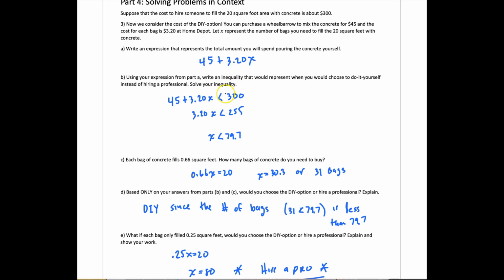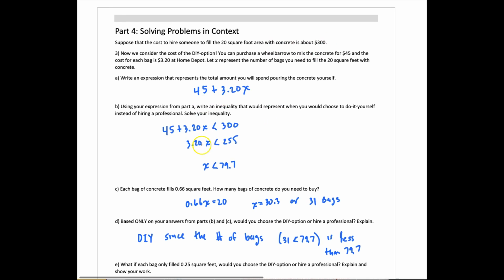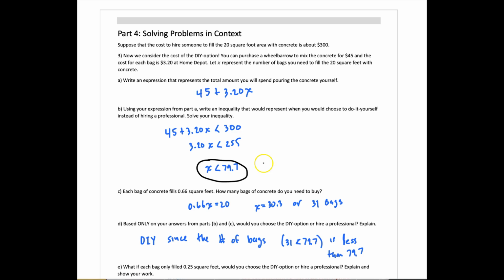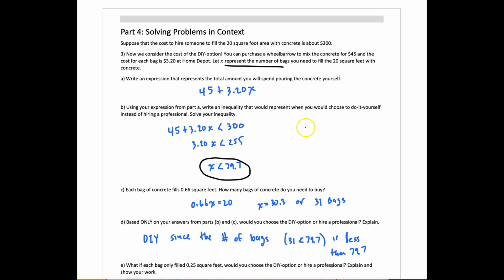And then if you wanted to determine when you choose to do it yourself versus hiring a professional, remember a professional costs $300. So you want to find out when this value is smaller than 300. In this case, you would do it yourself if x is less than 79.7. And again, x is the number of bags you need. So as long as you need less than that, it's cheaper to do it yourself, right? Because they're going to charge you $300.